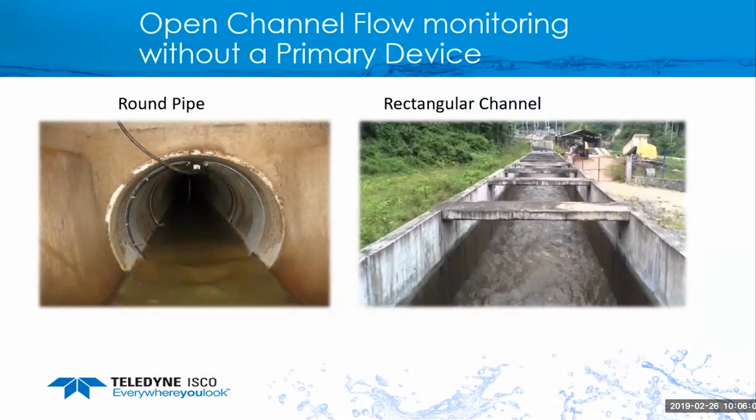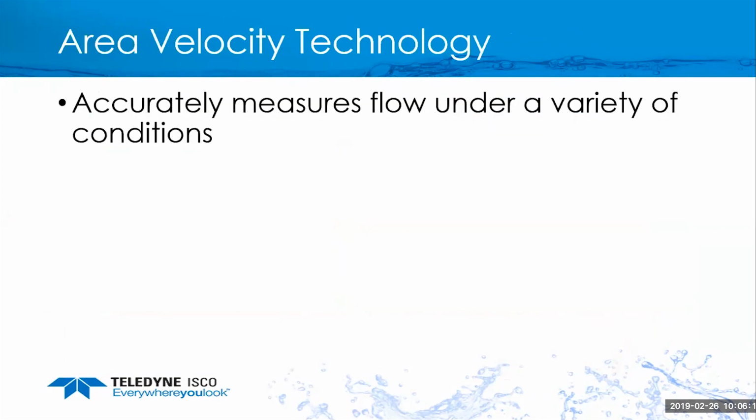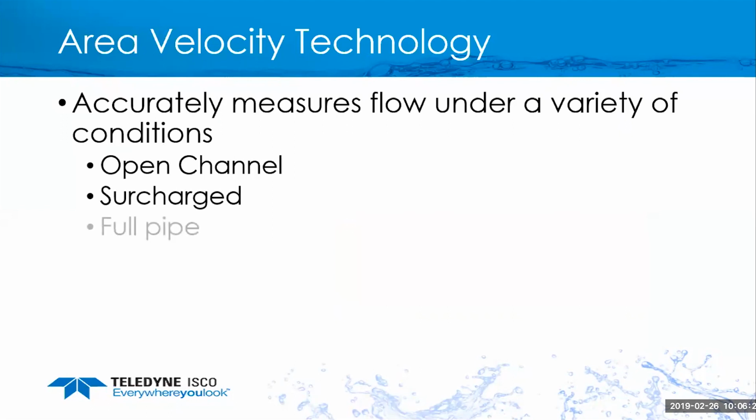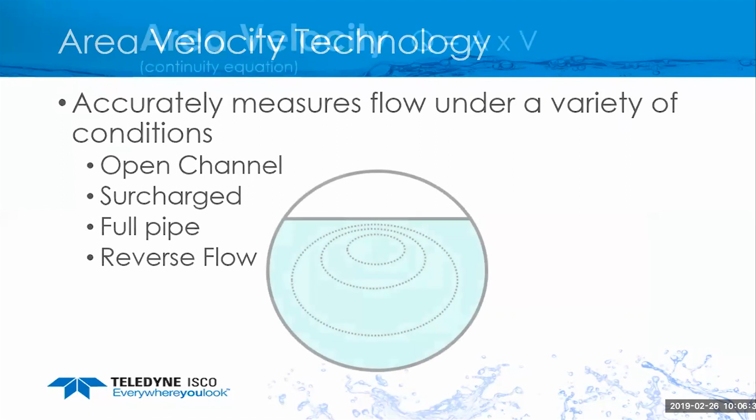Now, if your application doesn't have a primary device, such as an open channel, which could be a round pipe or rectangular channel or a trapezoidal channel, you would use an area velocity technology. With area velocity, it accurately measures flow under a variety of conditions. It's considered an open channel, which can handle surcharge, and it can also have a full pipe. Even though it's a round pipe, it's normally open, and it can go full, it is still considered an open channel. And area velocity can read reverse flow.